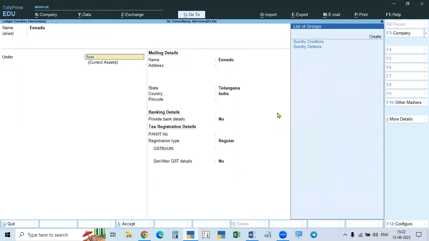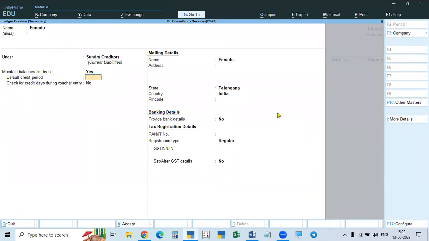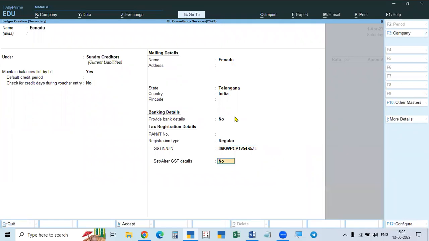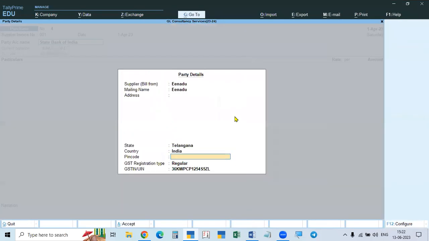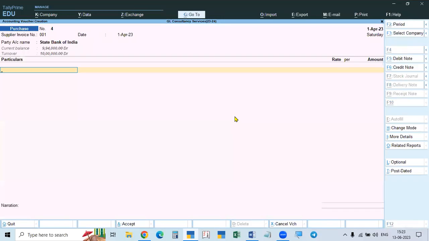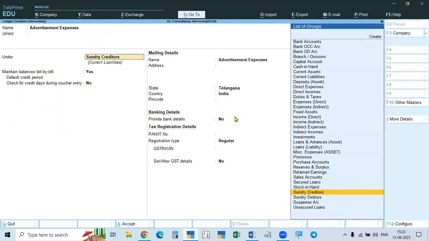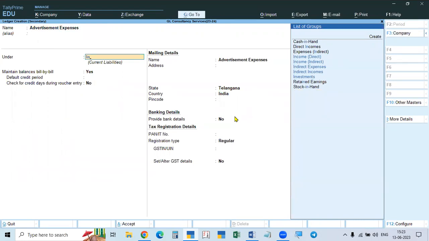It is called a sundry creditor. We are giving the advertisement to them. It's a sundry creditor, yes. And the registration number here for Inadu is there. So give the number, and okay. And then go over. Now, what are you purchasing from Inadu? We are purchasing advertisement. So we have to create it as advertisement expenses. Advertisement expenses.